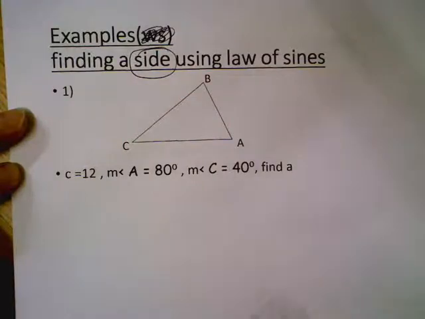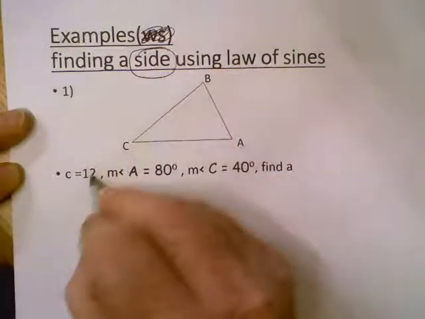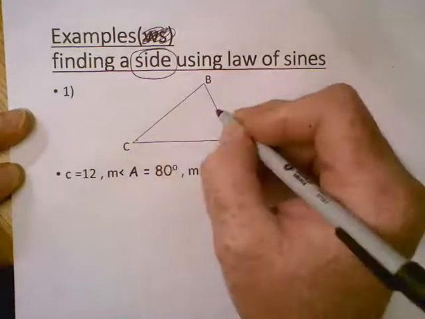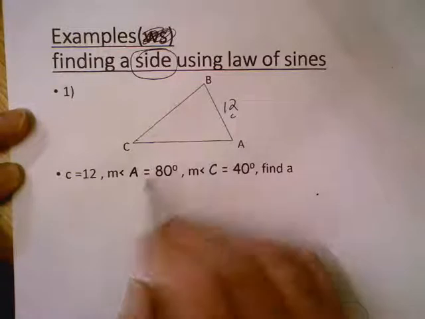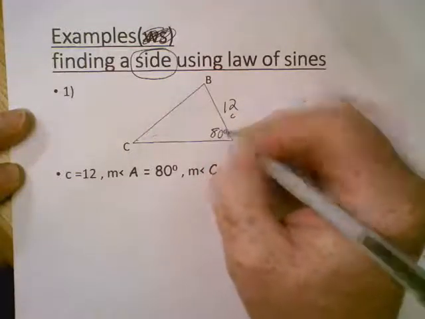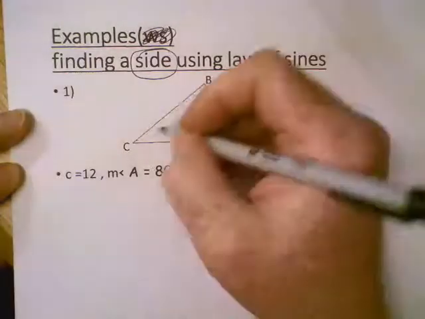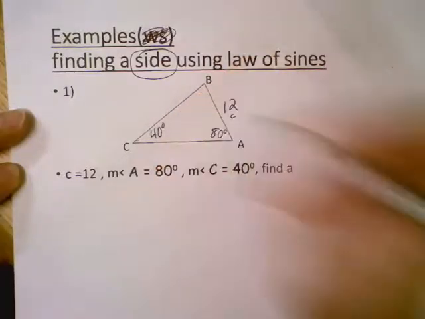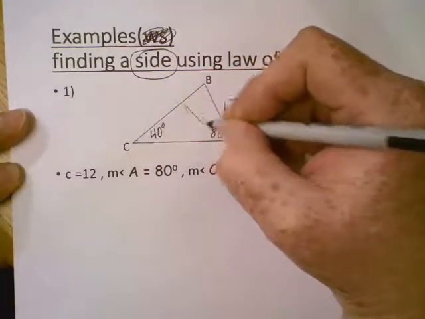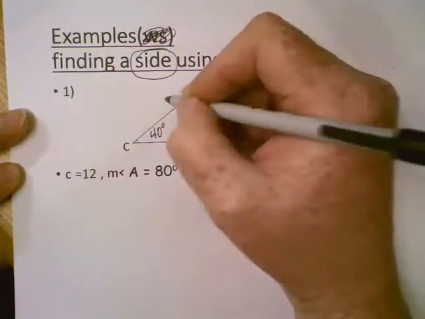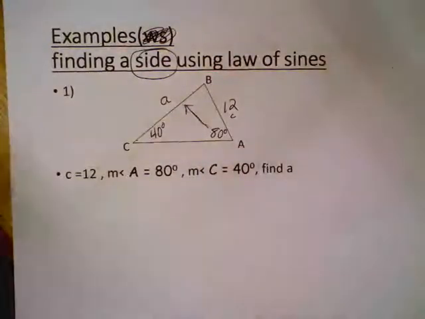angles labeled already. We know that little c is across from big C, so that's going to be over here. So I'm going to label that 12. That was little c. Angle A is 80 degrees, so I'm going to put that in there for angle A. Angle C is 40 degrees, so I write that in there for angle C. And we're looking for little a, which is going to be across from big A. So this over here is going to be little a.